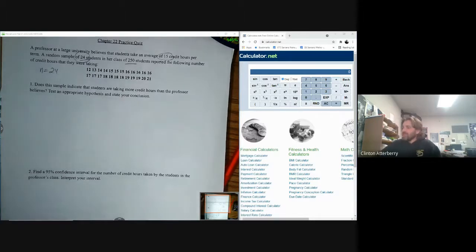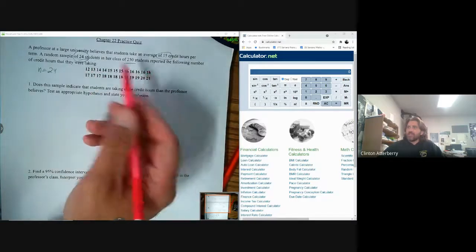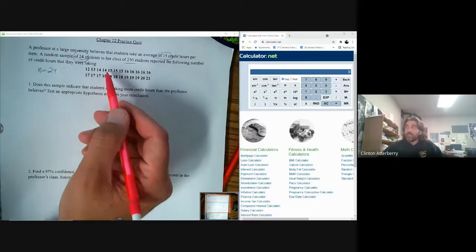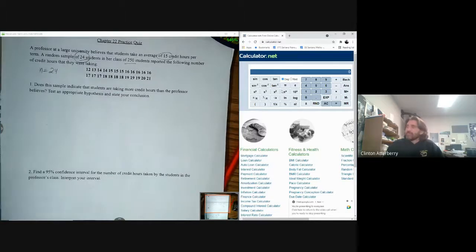So all these numbers represent how many credit hours a student is taking. One student said 12, one student said 13, 2 said 14, 3 said 15, so on and so forth. I'm going to take a moment and find the average of all those numbers. Give me a second and I'll type this in. Remember, to find the average of something, you add up all the numbers and divide by how many you have.